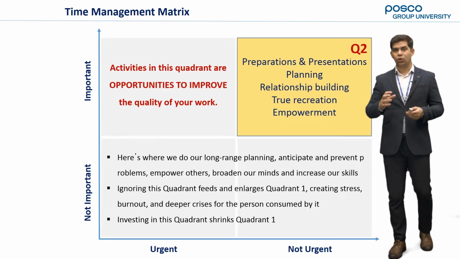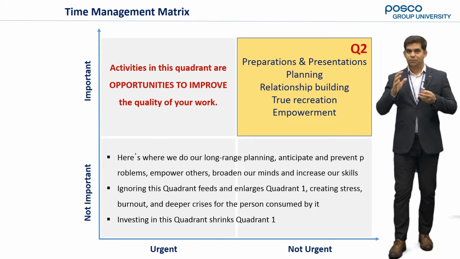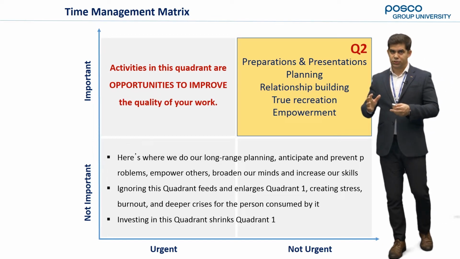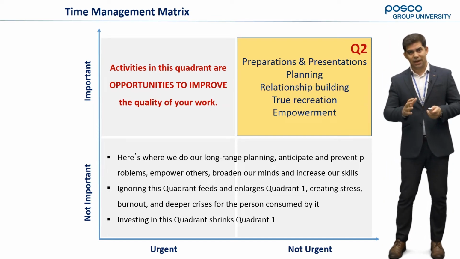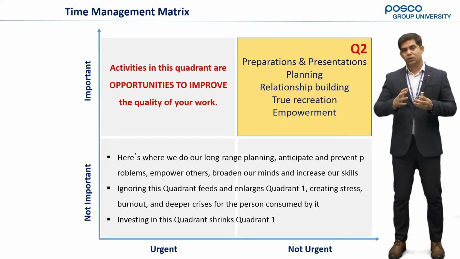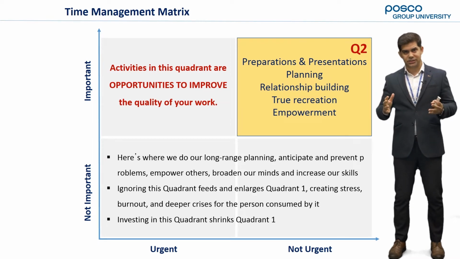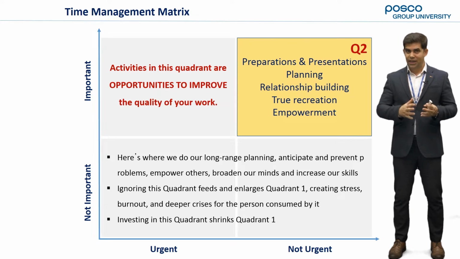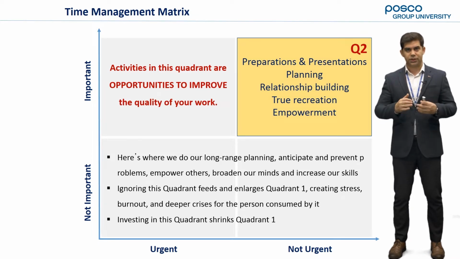Now, this is the golden quadrant, because pretty much whatever you put in Quadrant Number 2, if you plan it and manage it really well, it will take care of so many things that you have to do in your life. Again, be it professional or personal.